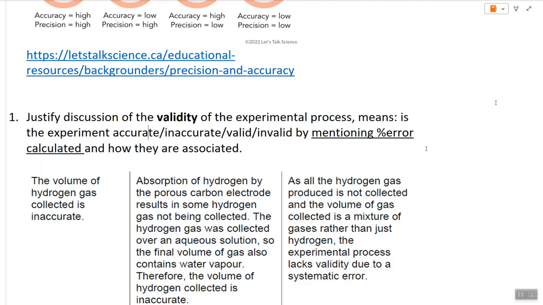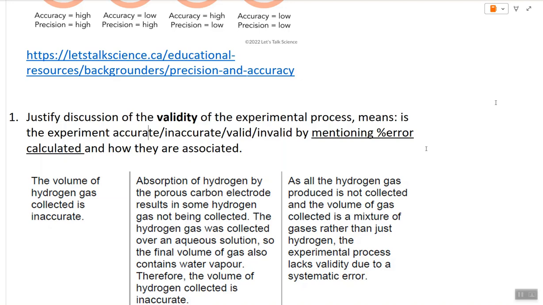Does anyone know what a systematic error is? Okay, so we've got an example from QCAA. They collected gas, which they're saying is inaccurate. If you jump to the third column, the gas produced is not collected, and the volume of gases collected is a mixture of gases rather than just hydrogen. So it's a systematic error because they're not collecting just hydrogen. Okay, they're always making the same error.